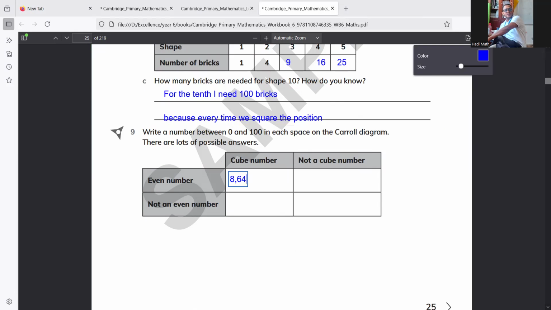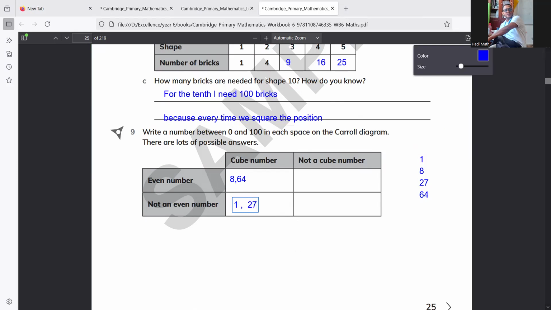Do we have any other cube? No. Because first of all, you need to write the cube numbers between 0 and 100, which is 1 is a cube number, then 8 is a cube number, then 27 is a cube number, then 64 is a cube number, then you don't have any more. The next one is 125, which is more than 100. So cube number and even, only 8 and 64. Then they say not even number and it's a cube number. We have 1 and 27.